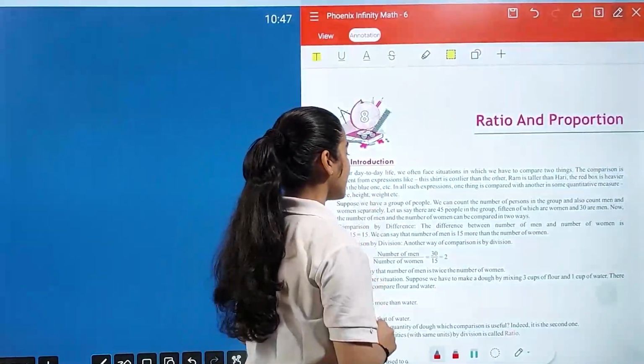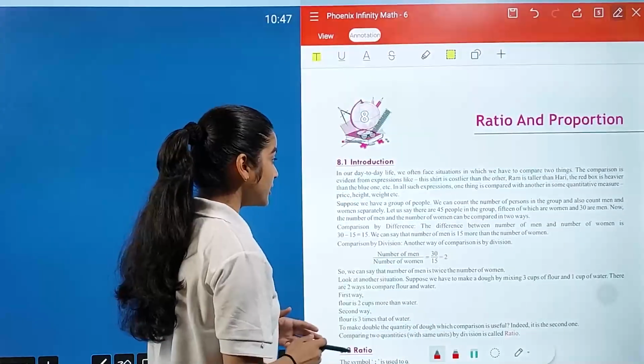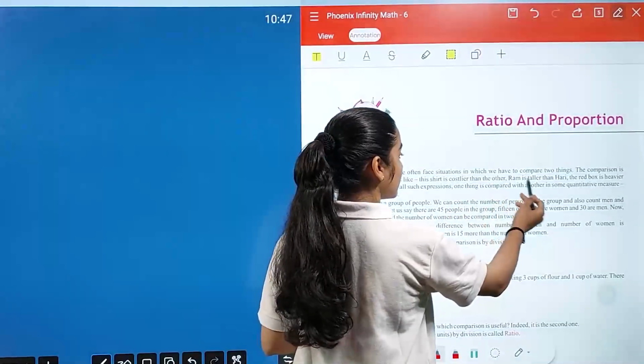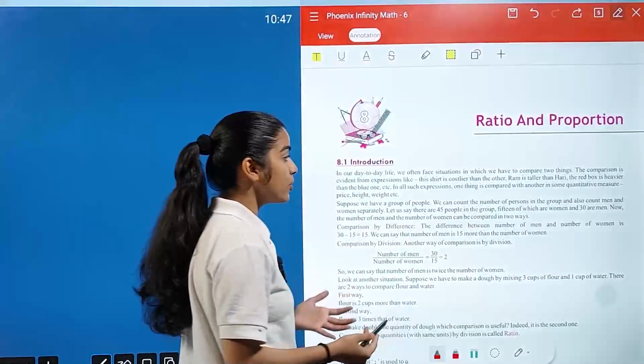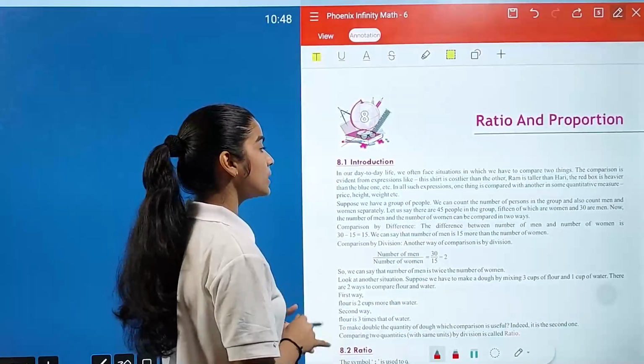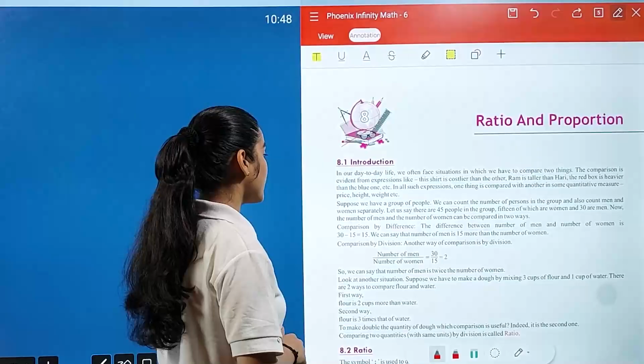In our day-to-day life, we often face situations in which we have to compare two things. The comparison is evident from expressions like: this t-shirt is costlier than the other, Ram is taller than Hari, the red box is heavier than the blue one, etc. In all such expressions, one thing is compared with another in some quantity, measure, price, height, weight, etc.